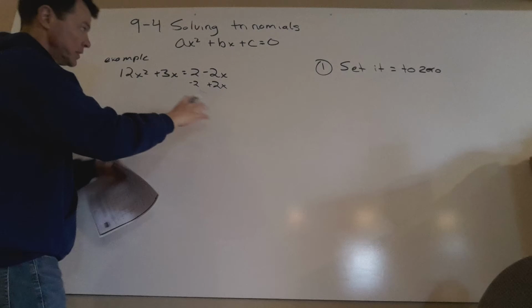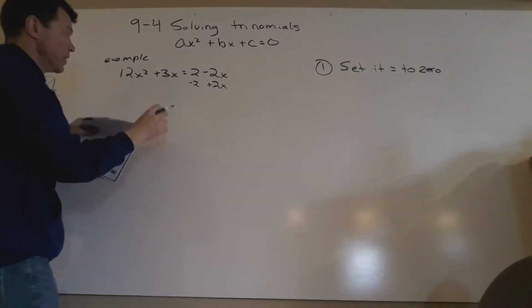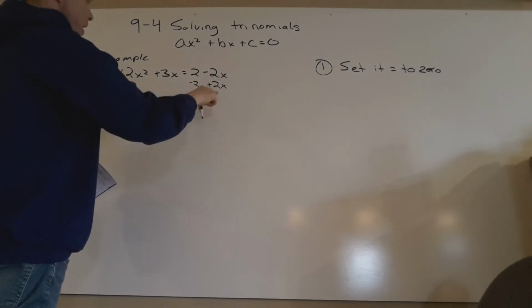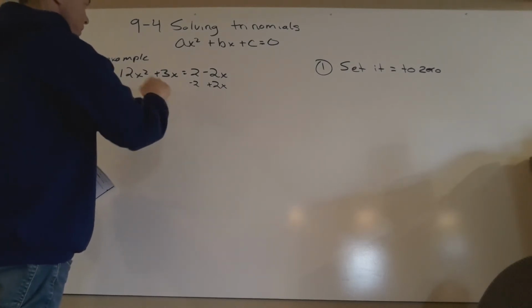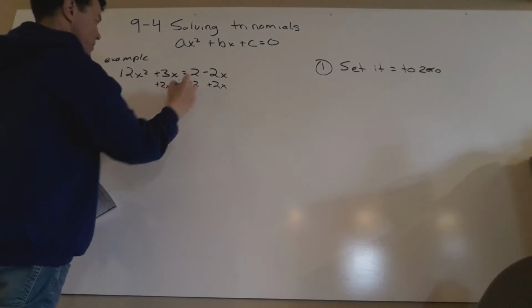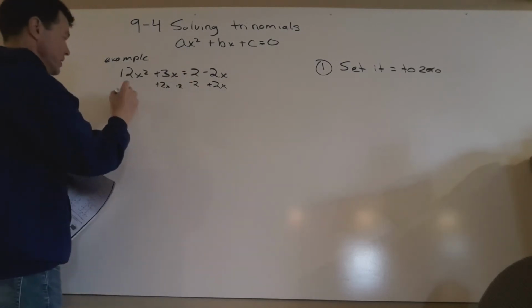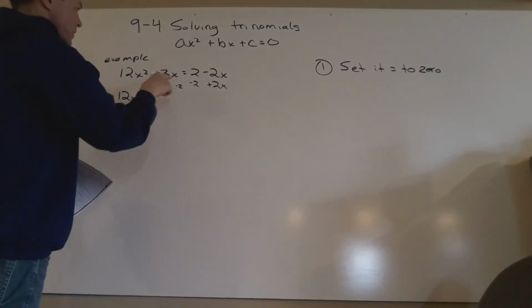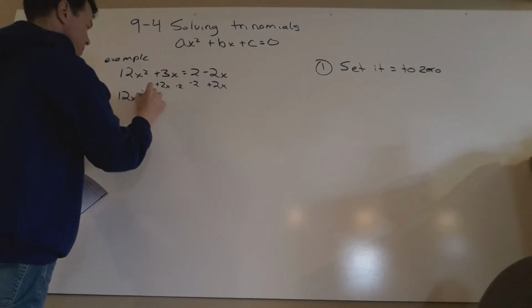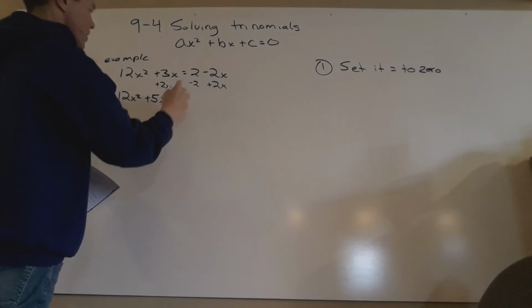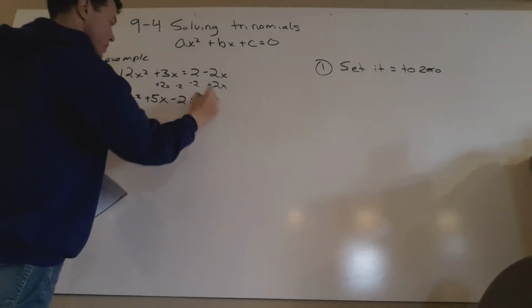Whatever I do on this right side of the equation, I've got to do on the left side. So if I'm subtracting 2, I need to subtract 2 over here. If I'm adding 2x, I need to add 2x over on this side. So I'm going to include those: plus 2x and then minus 2. And rewrite this equation so it's neater. All right, 12x squared. 2x and 3x is going to be 5x. And it looks like we're just going to have minus 2 equals 0.